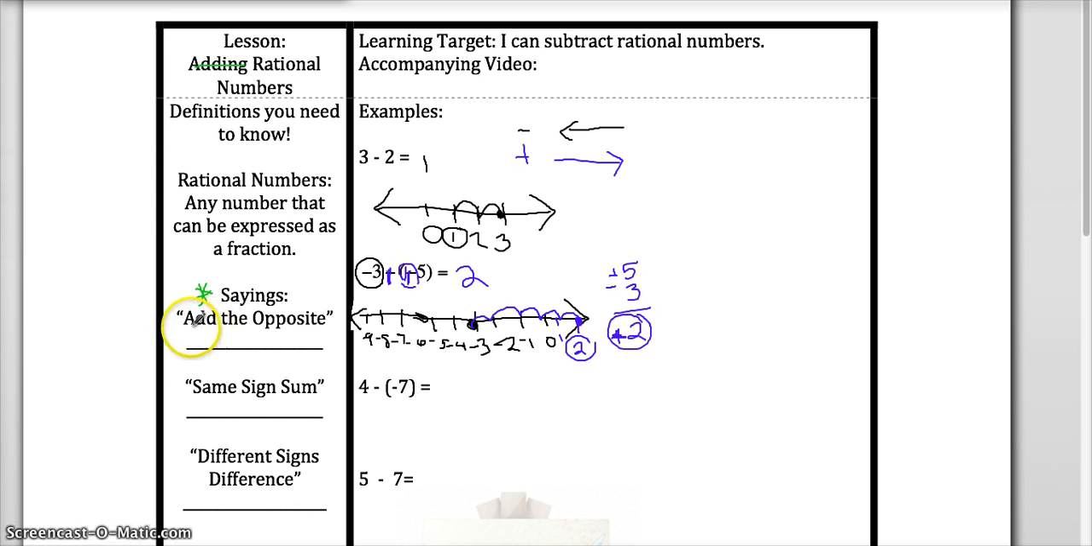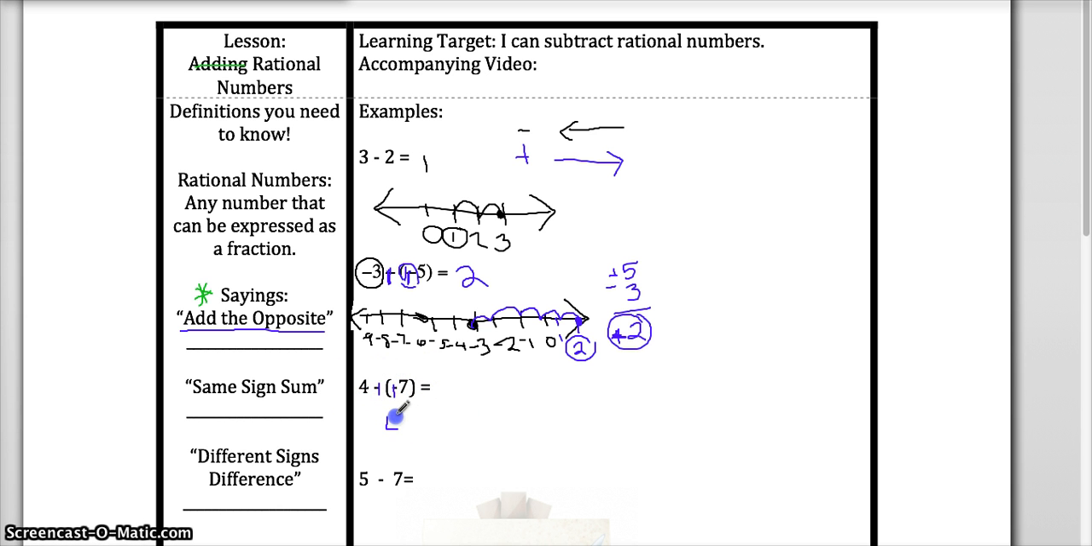Okay, now I'm going to keep this, add the opposite. I'm going to still keep it in purple because right here I have another add the opposite. This one, I have 4 minus -7. Add the opposite. And now I have 4 plus +7. Well, can I do 4 plus +7?